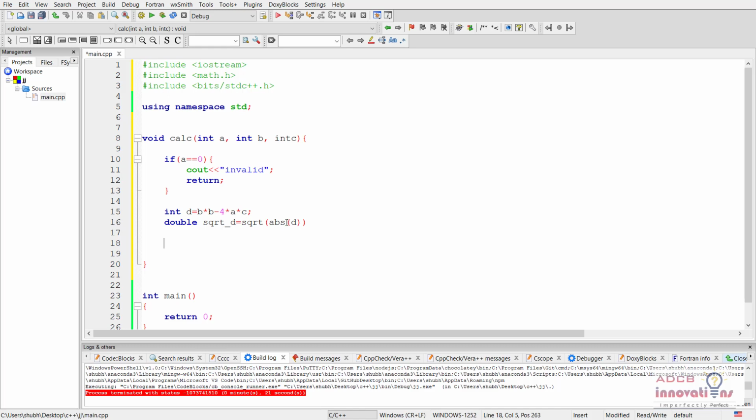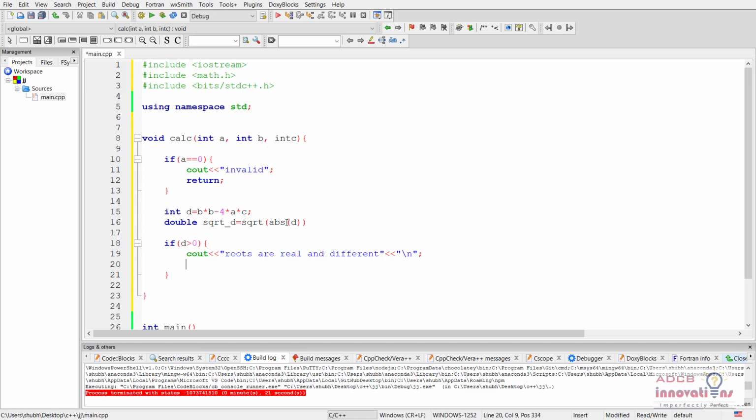So now here we are going to check the cases. We are going to see if d is greater than 0 or less than 0, that is what kind of roots we are going to get. So let's say the first case is if d is greater than 0. So here we are going to print that roots are real and different. Next thing what we are going to do is we are going to use the formula to print the value of the roots.